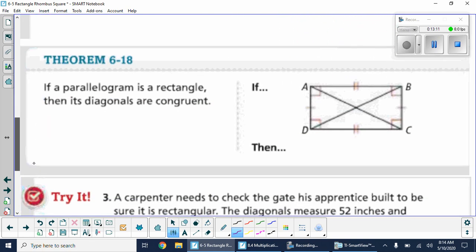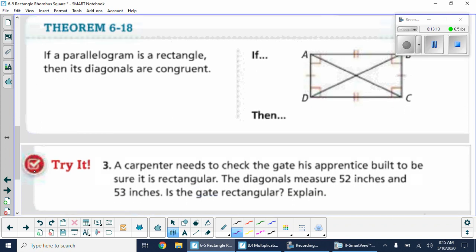So I'm going to scroll back down here to the bottom. We're almost finished with this lesson. We're going to talk about a rectangle very briefly, and then we're going to talk about a square very briefly, and we'll be out of here.